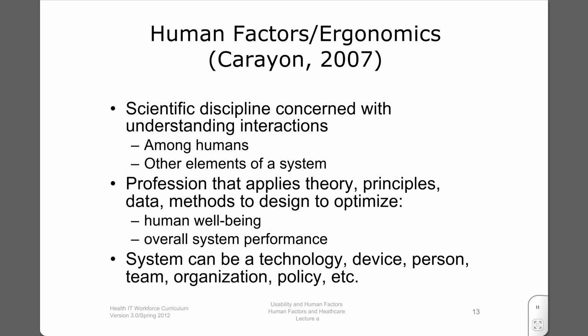As we discussed previously, human factors is a profession that applies theory, principles, data, and methods to design in order to optimize human well-being and overall system performance. Unlike HCI, a system does not merely refer to a computing system. It may be a device, person, team, organization, or policy, to name a few.